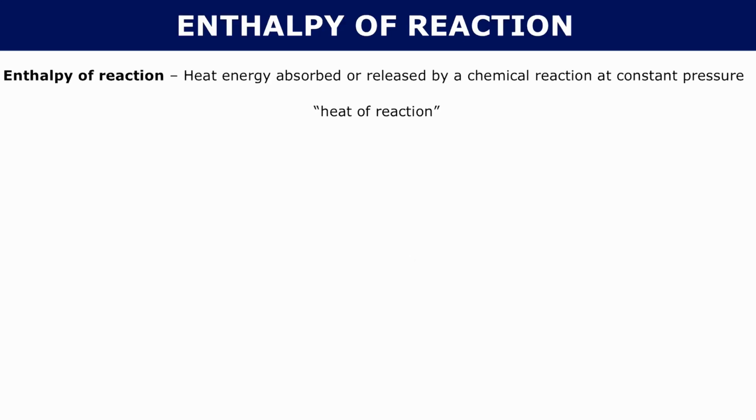So we're going to go through a couple types of enthalpies. There's a couple types of enthalpies. They all represent really the same thing, but we give them different names. So let's start with enthalpy of reaction. Enthalpy of reaction is the heat energy absorbed or released by a chemical reaction at constant pressure. It's also sometimes called the heat of reaction, and that's what you're going to see it written as a lot of the time.